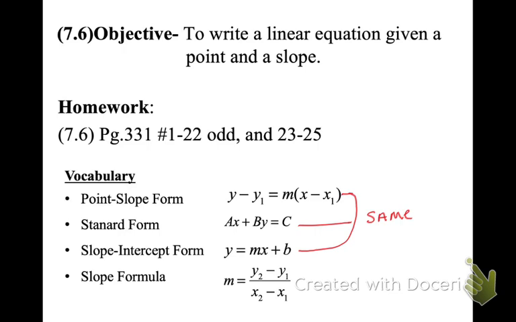Now, I added the slope formula because I know people start to get confused. Slope formula is just looking for the m, given 2 points. But these three are all equations of a line. So this is just a slope, and the other three are equations of a line, just written differently.